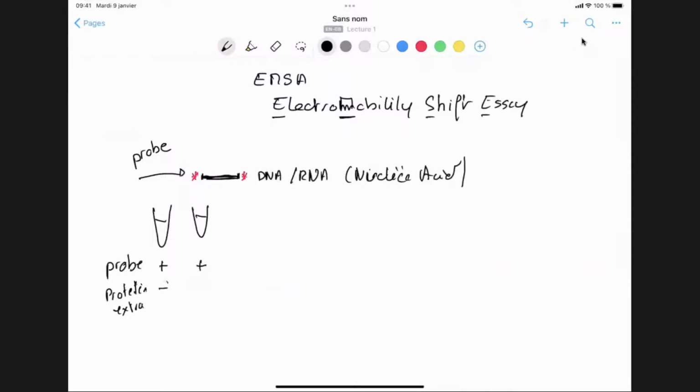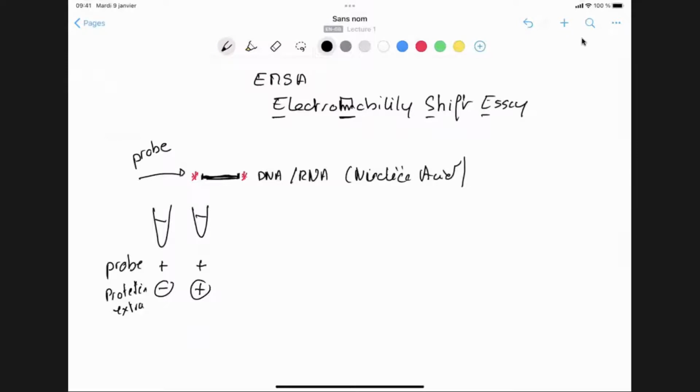In that case, we don't add. In this case, we add protein extract. Okay? You tell me if you don't understand. So two situations. One, where we put a piece of nucleic acid that has been radioactively labeled, and the second one, we put the same piece of DNA labeled and protein.